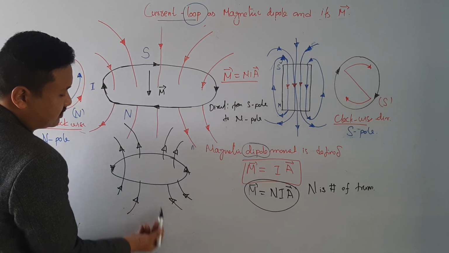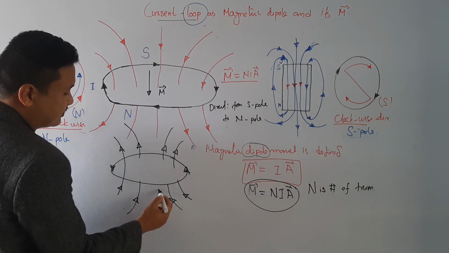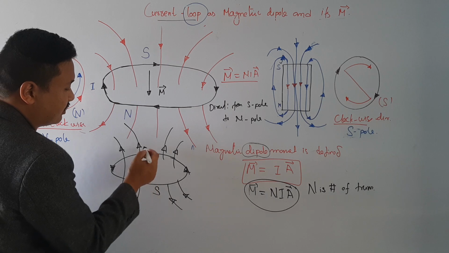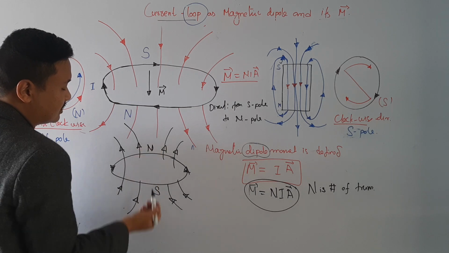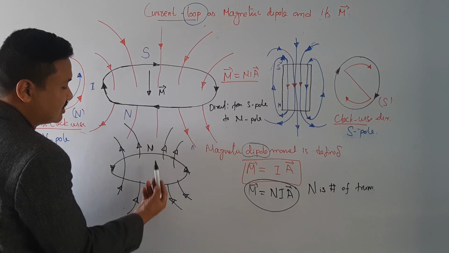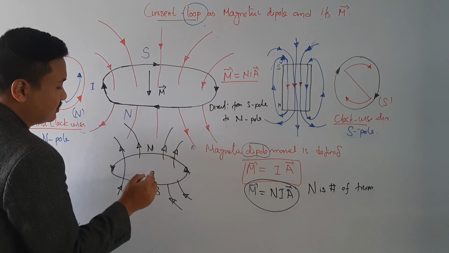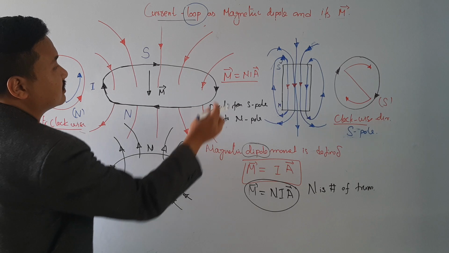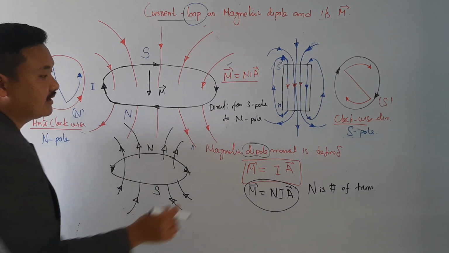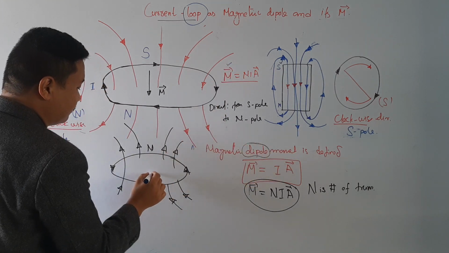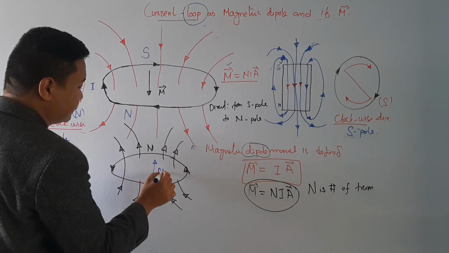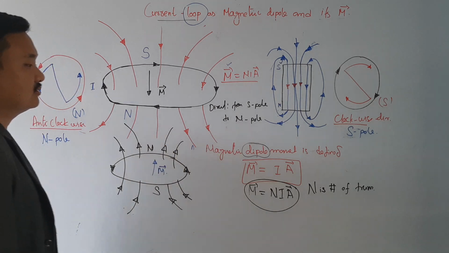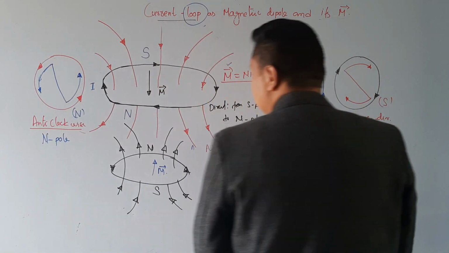So from where it is going inside, below side, this is my south pole. From where it is coming out, it is from this side. So where it goes in is the south pole, where it comes out is the north pole. So direction is from south pole to north pole. The direction of what? The direction of magnetic moment or magnetic dipole moment. Okay, so this is all about your direction also.